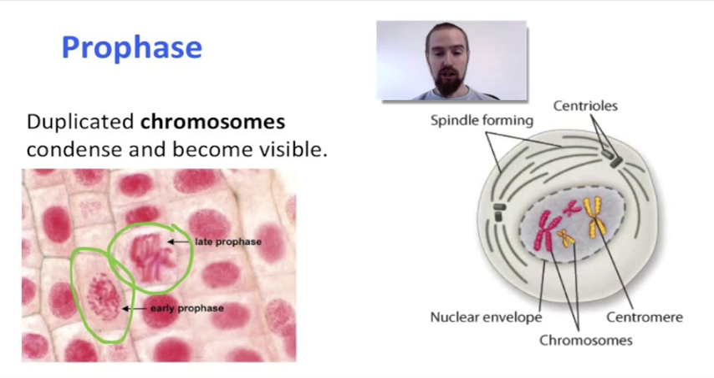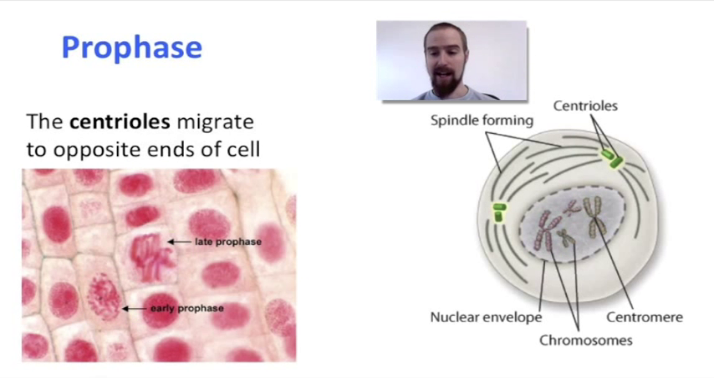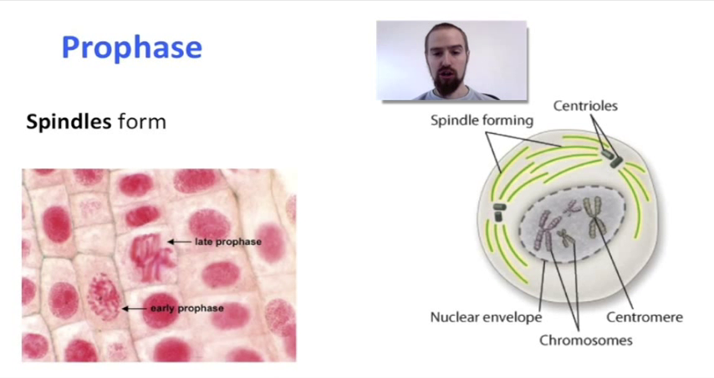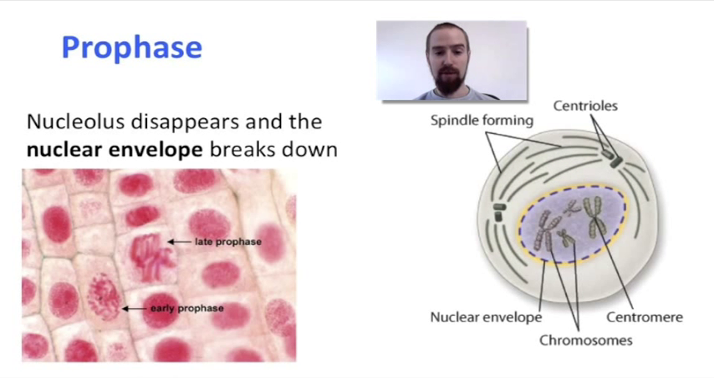Meanwhile, these structures called centrioles, which are present in animal cells and in certain lineages of plant cells, migrate to opposite ends of the cell. These centrioles will help regulate the movement of chromosomes later on. As the centrioles migrate, structures called spindles begin to form. Near the end of prophase, the nuclear envelope breaks down and the nucleolus disappears.